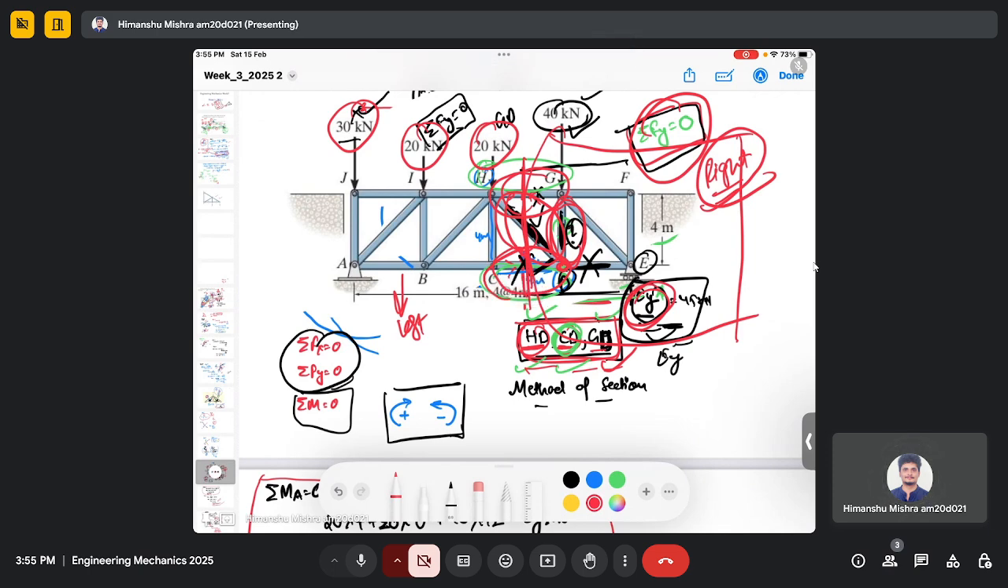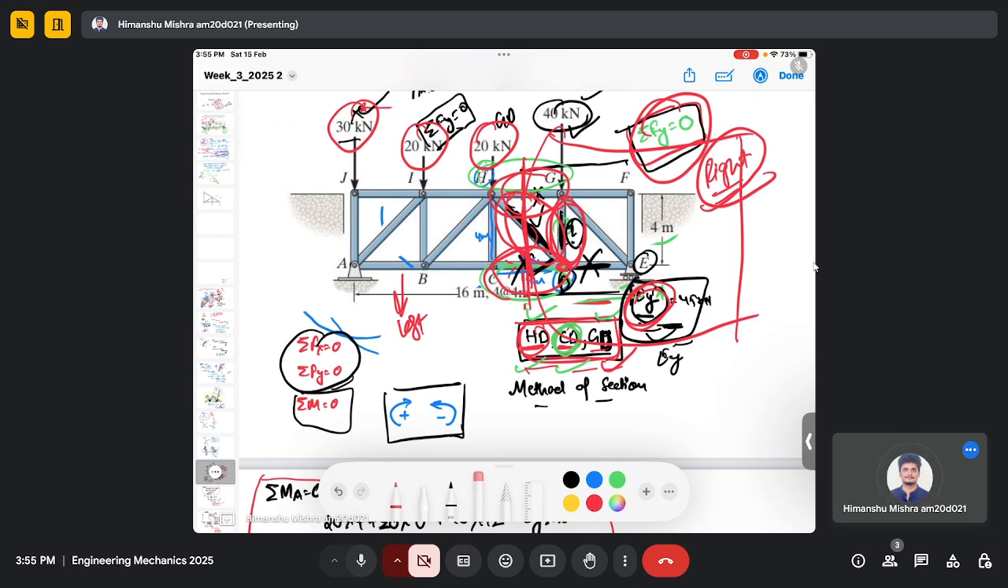So the question is that for the truss, they have to find the HD, CD, and GD forces only. If I want to find BI or BH, can I find it with the same method? Yes, you can use this method to calculate the force in any member.